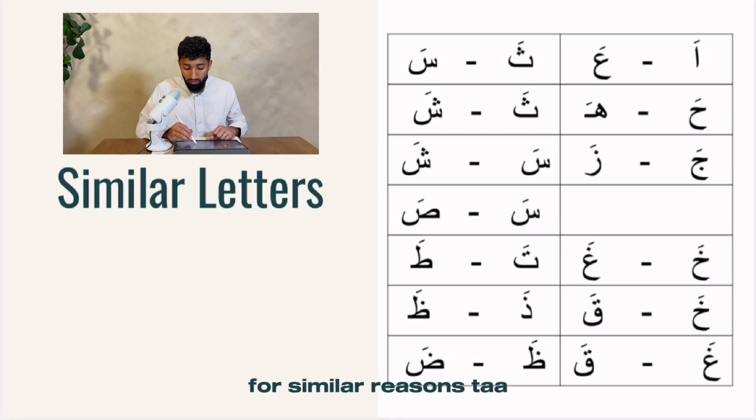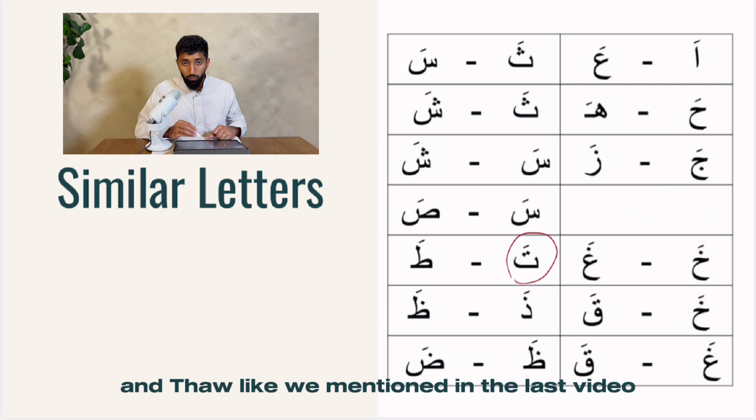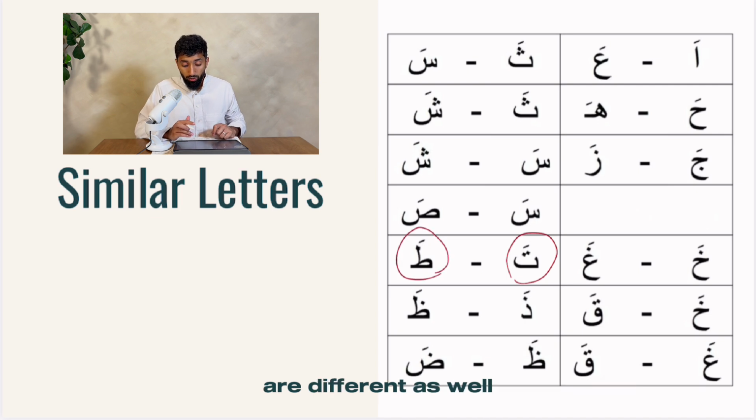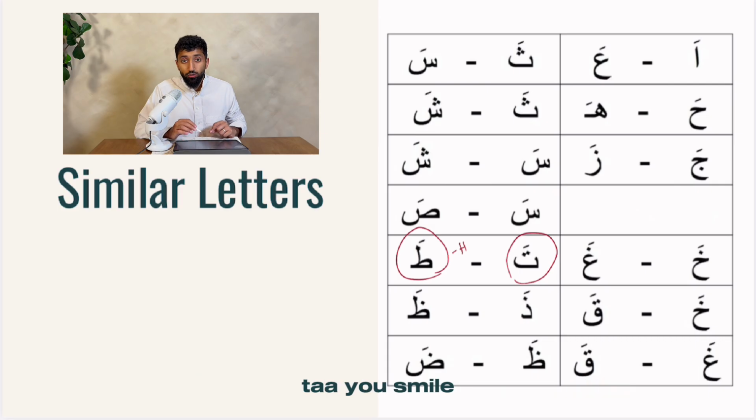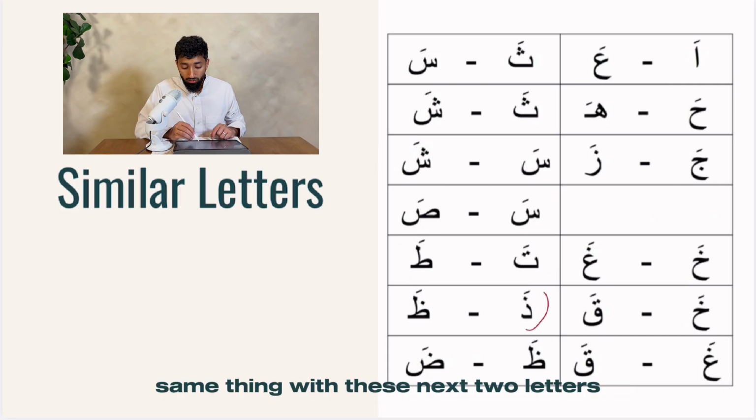For similar reasons, ta and ta, like we mentioned in the last video, are different as well. Ta is essentially the heavy version of ta. Ta you smile, ta you frown. Ta. Same thing with these next two letters.